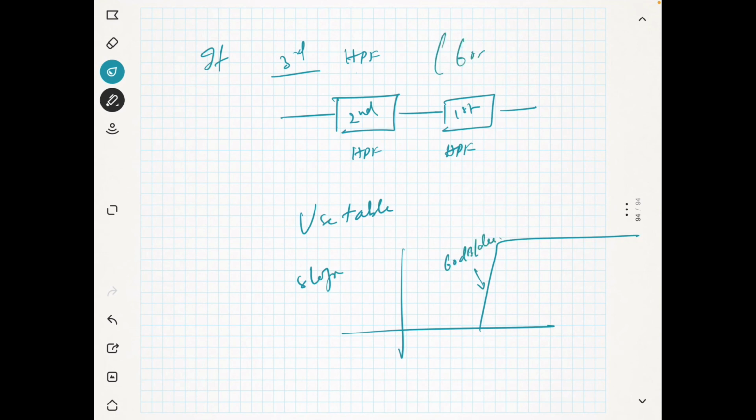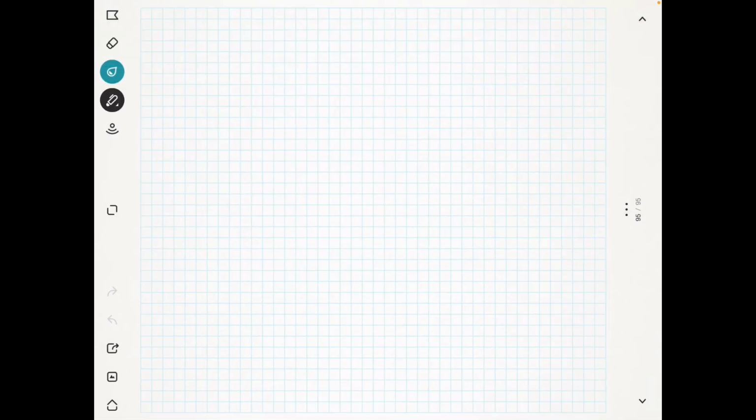The third order means 60 dB per decade for the high pass filter. For the low pass filter, third order, it is minus 60. For the high pass it is plus 60. For the fourth order you will use two high pass filters.